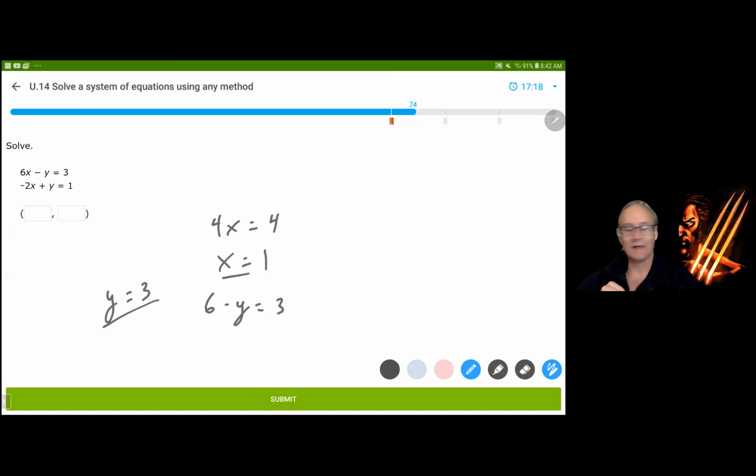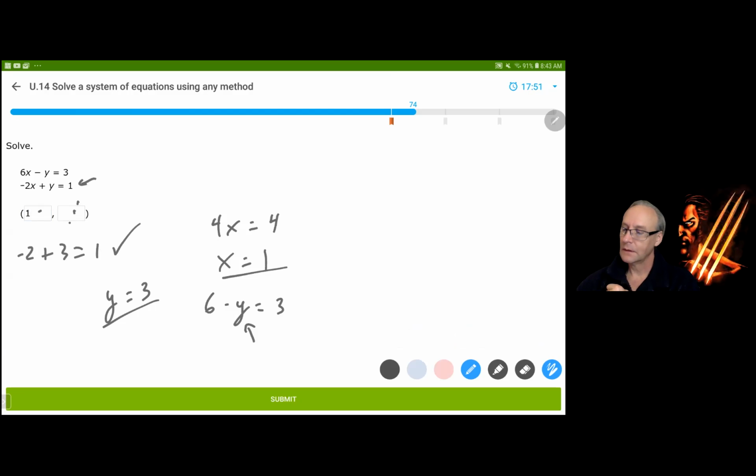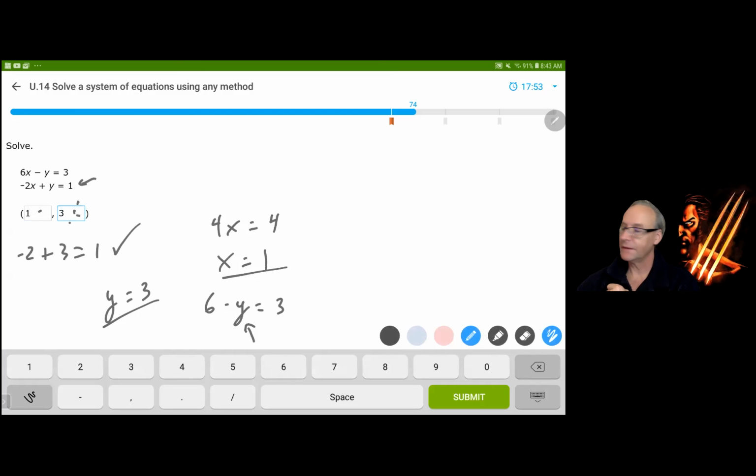I'm actually going to solve this in my head. I don't usually do that, but in this case, instead of subtracting 6 and dividing by negative 1, I just simply filled in the blank. I usually don't like doing that, but in this case, I'm kind of in a hurry. So y is 3. For the second equation, if I put in x equals 1, I get negative 2 plus 3, which is 1, so it works. I have 1, 3.